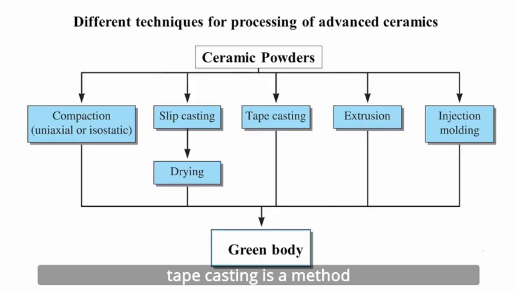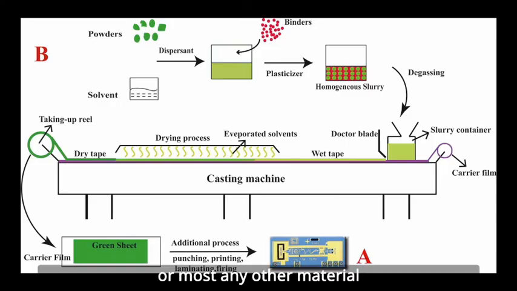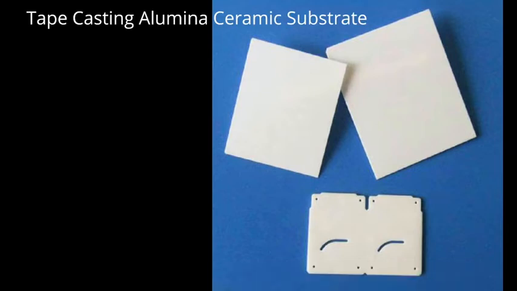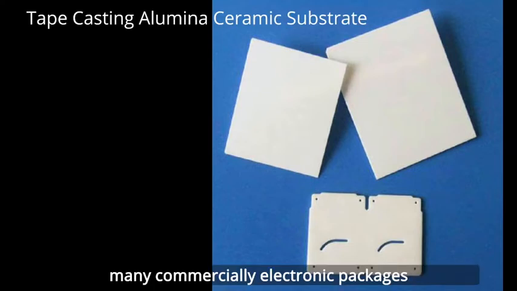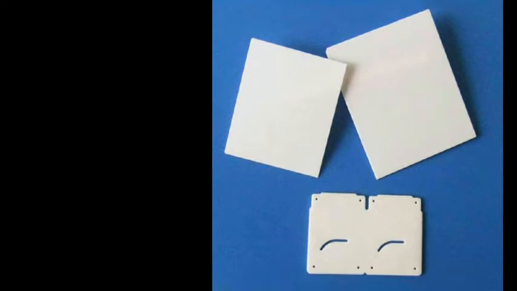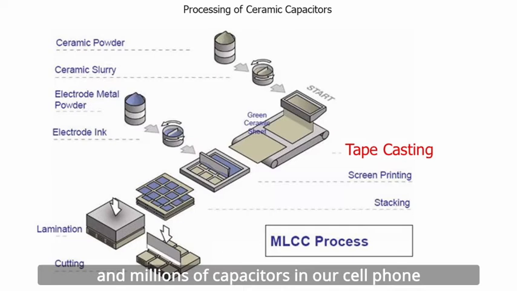Tape casting. Tape casting is a method for fabricating thin layers of ceramics, or most any other material that can be prepared as a liquid slurry. Ceramic chips are important components. Many commercial electronic packages based on aluminum substrates and millions of capacitors in our cell phones are made using this type of tape casting process.